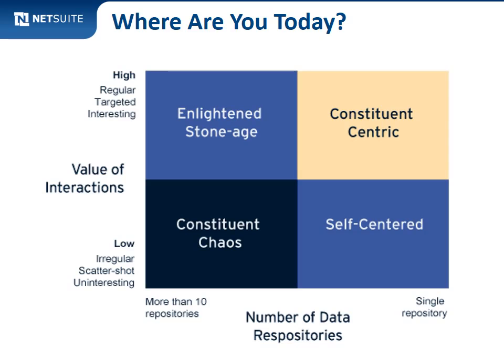Most organizations move from constituent chaos to constituent centric. That's where they're trying to go. It's fairly unusual for folks to be in the blue squares there. And one of the ways they get on that path is by employing a strategy.